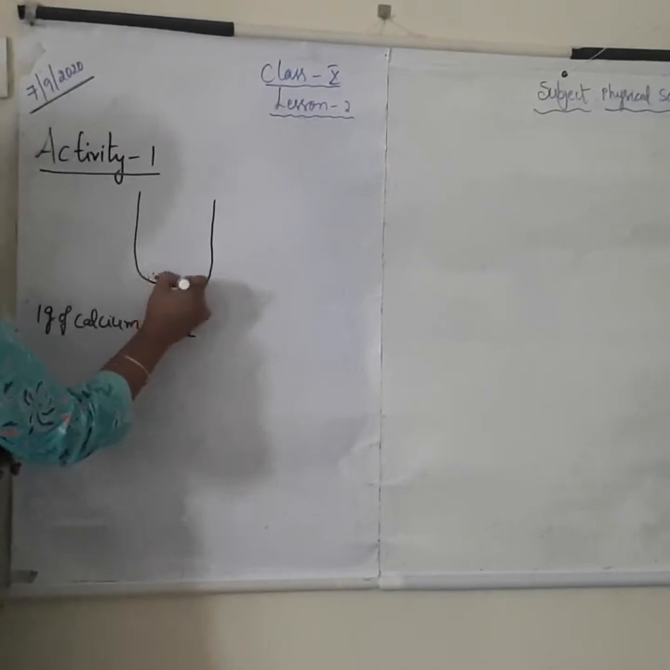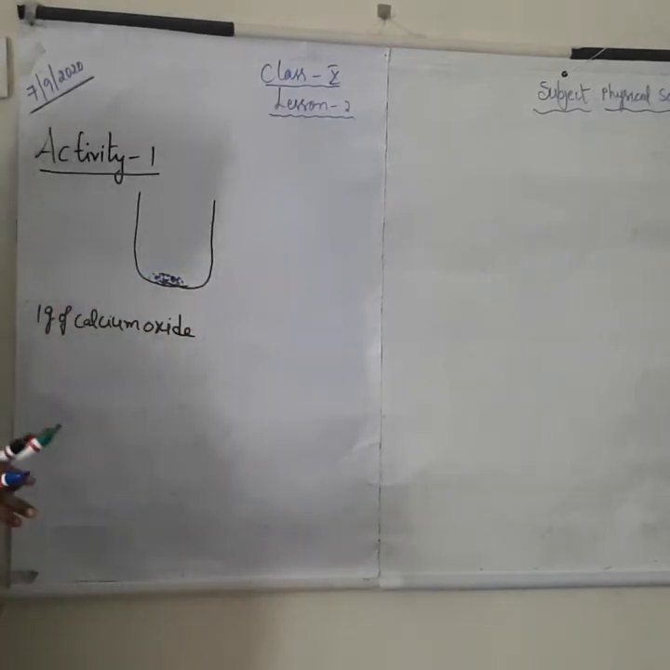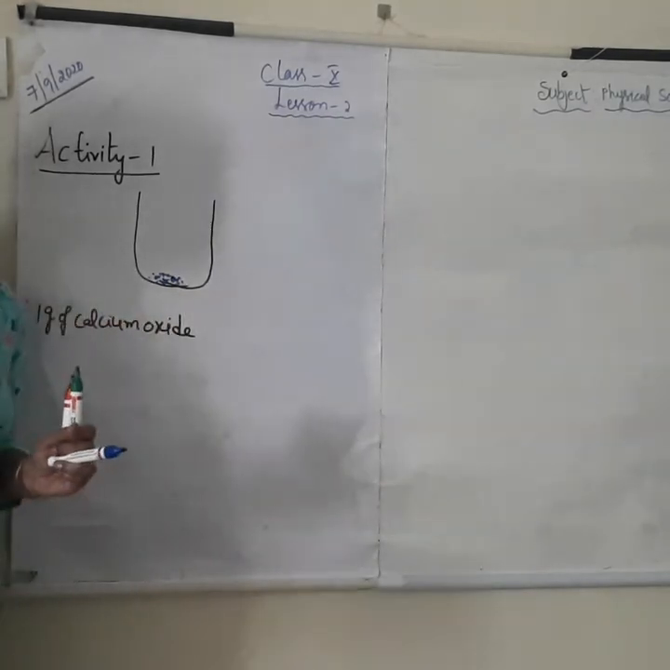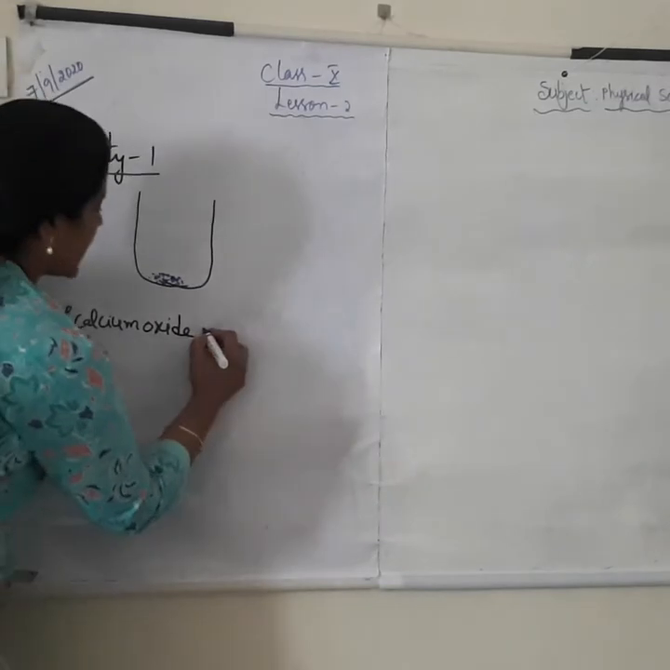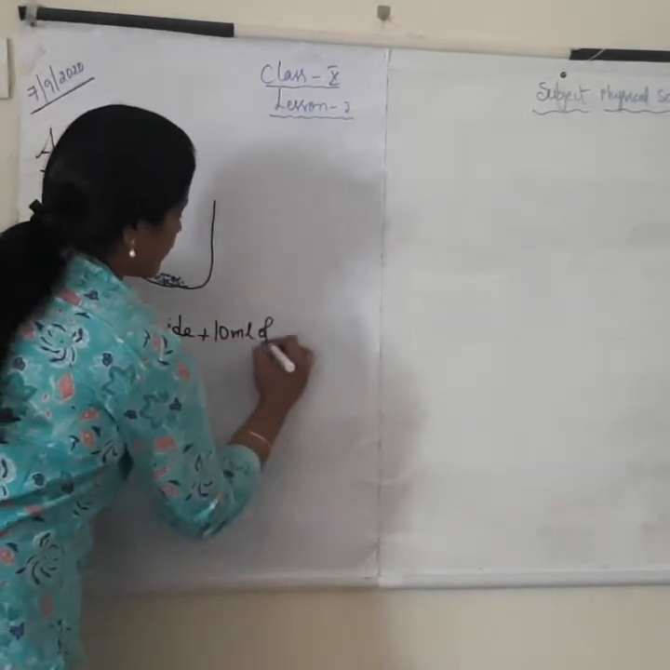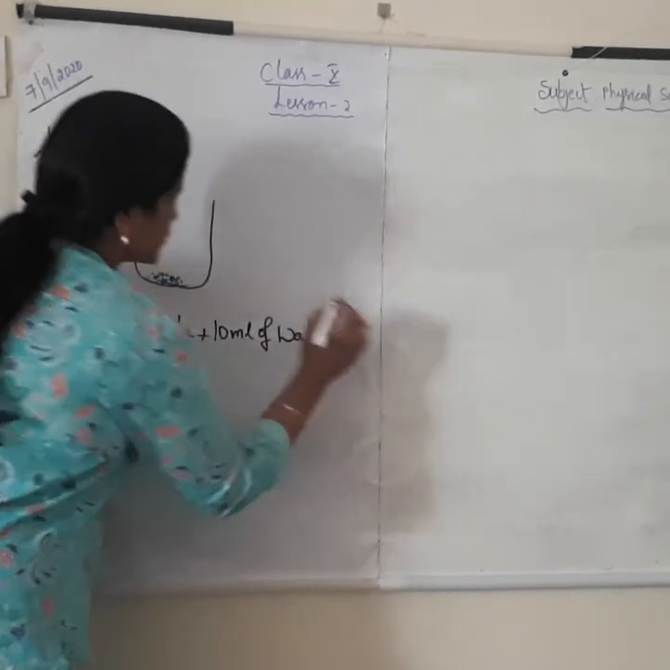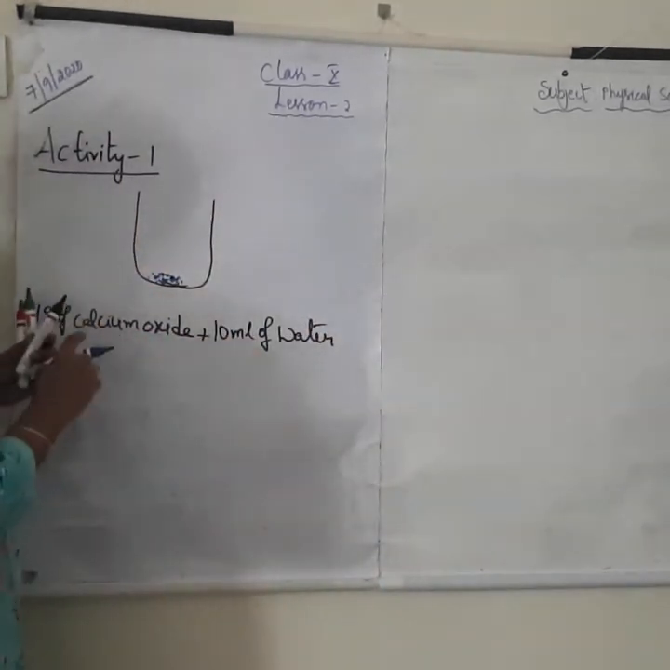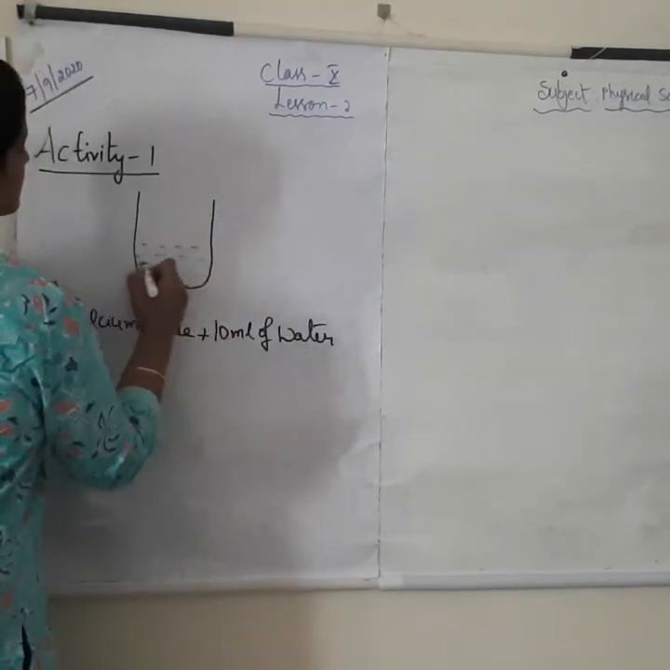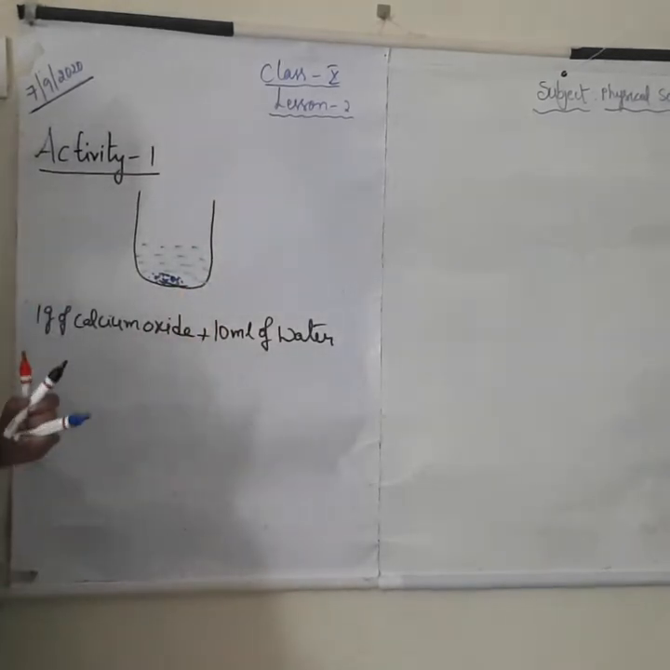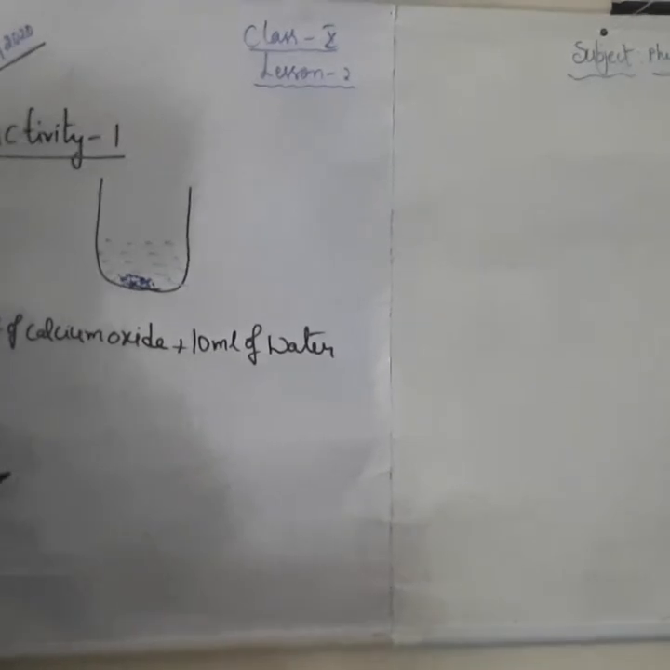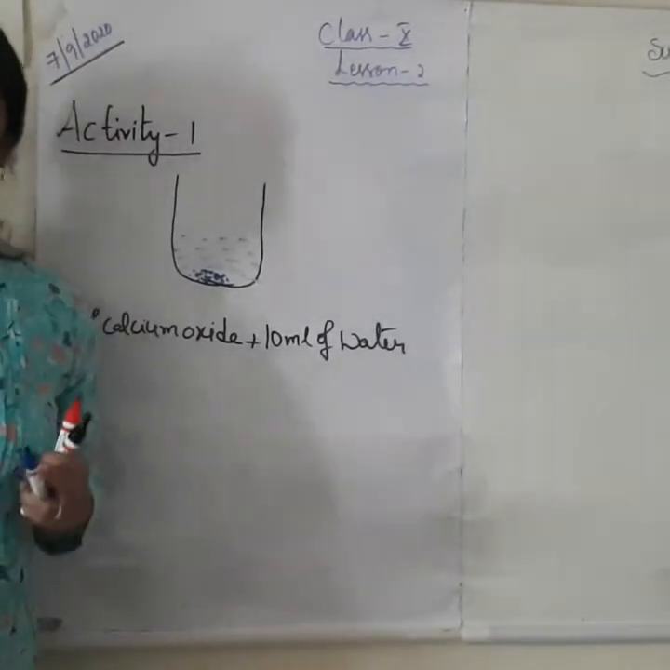This is the powder. Take it in the beaker, and to this beaker, for this calcium oxide, you must add 10 ml of water. How much? 10 ml of water. So that you must add water and mix it. These two you mix. When you mix, you will get a colorless solution.